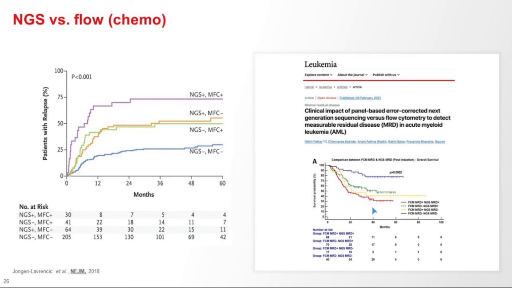Now, next-generation sequencing and flow cytometry have started being compared head-to-head, and a number of studies have shown what's on the left here. If you're next-generation sequencing negative for MRD and flow negative, you do the best. The worst is next-generation sequencing positive and flow positive, and the intermediate is if you have a discordance. We'll show the amount of discordance in a few minutes in another study we've done. This is another similar study that's come out recently. It shows basically the same thing, that the best group is if you're negative for both, and then you have a stratification based on your positivity, whether it's discordant or concordant.